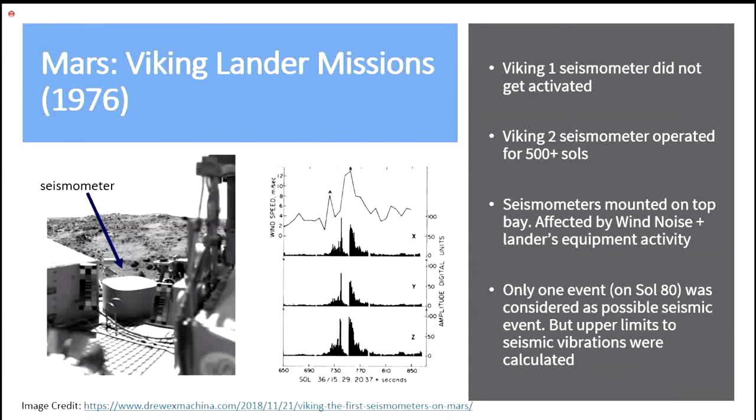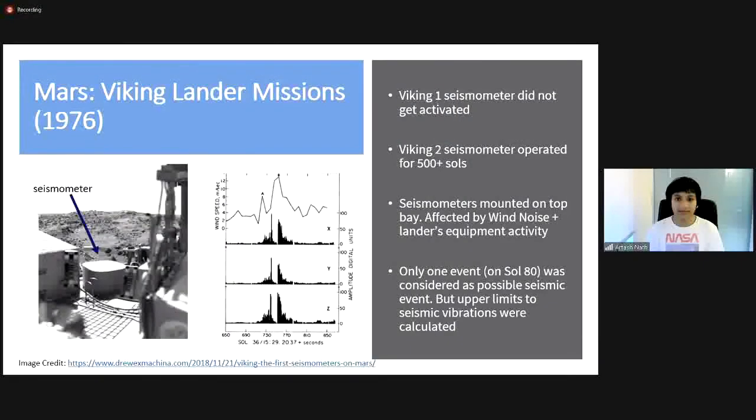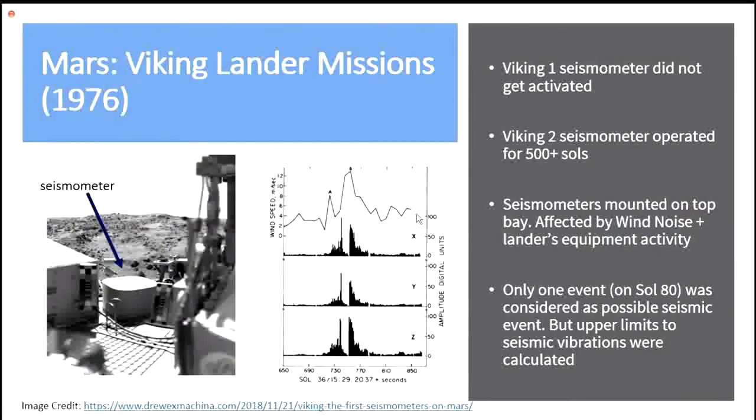But the problem was that, as you can see in the picture, the seismometer was placed on top of the lander's bay, which meant it was also prone to vibrations caused by the wind, for example, or by the internal machinery of the rover, instead of being only affected by seismic vibrations. So this meant that it was not very accurate in actually measuring seismic vibrations. For example, in this graph here, the top line is the wind speed, and the bottom is the seismic vibrations. And you can see a really strong relation between the two. So it was not really able to detect any significant seismic vibrations.